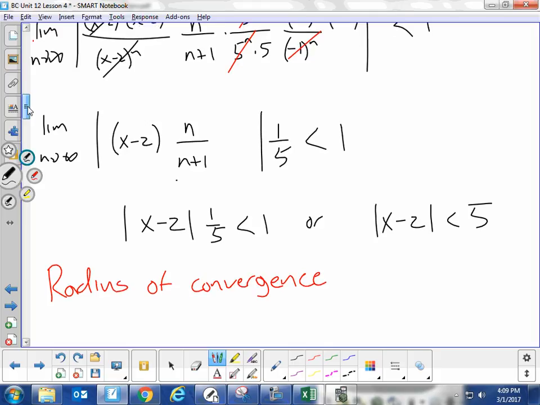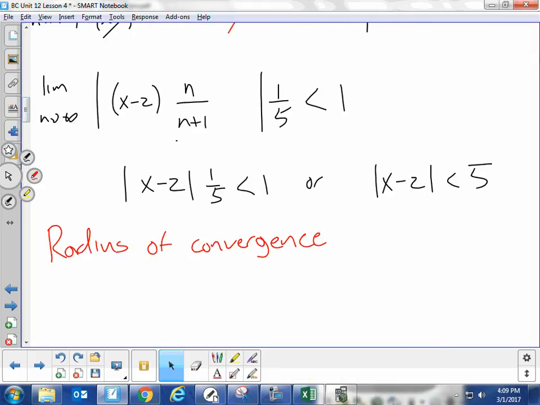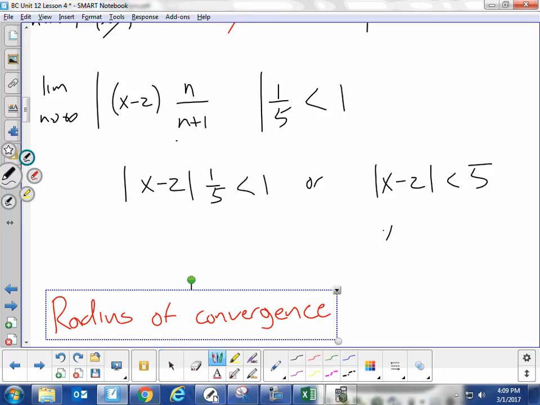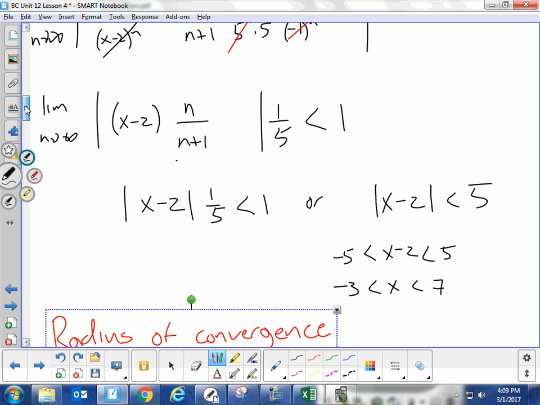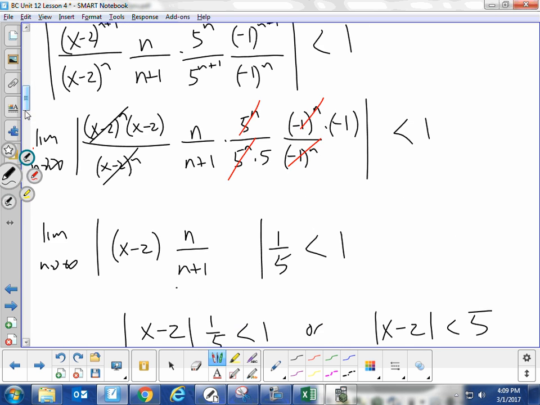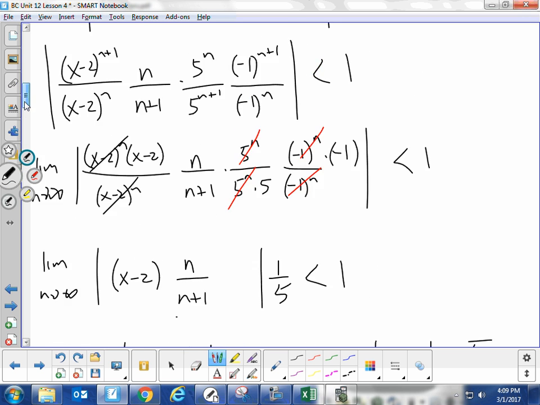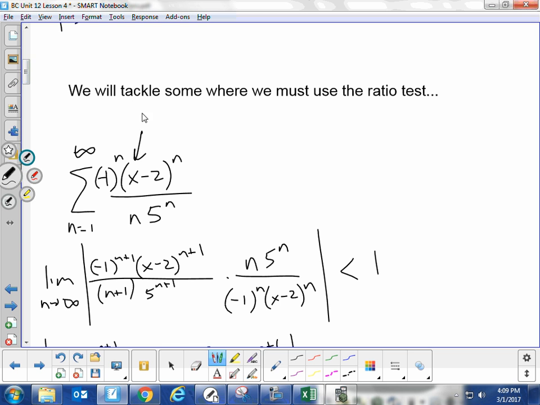And we can set up our situation where we have x minus 2 is between 5 and negative 5. And we say x has to be less than 7 and greater than negative 3. Okay? All right, great. Well, looks like we're good. Looks like we found the x's that would make this converge between negative 3 and 7.